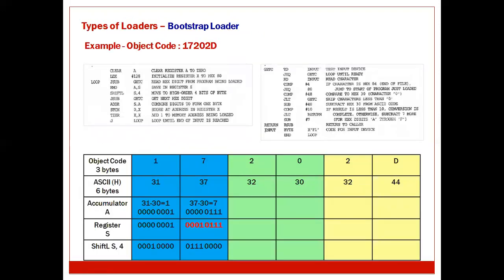Okay, so let us see this with one example. So I have taken one example. Let us say the object code is 17202D. So I have written the object code 17202D.